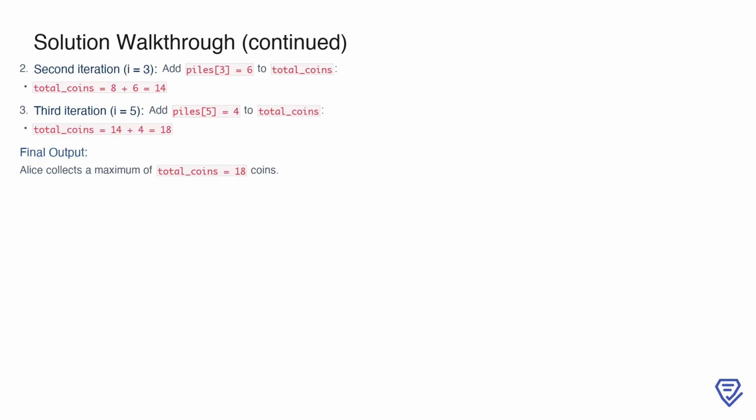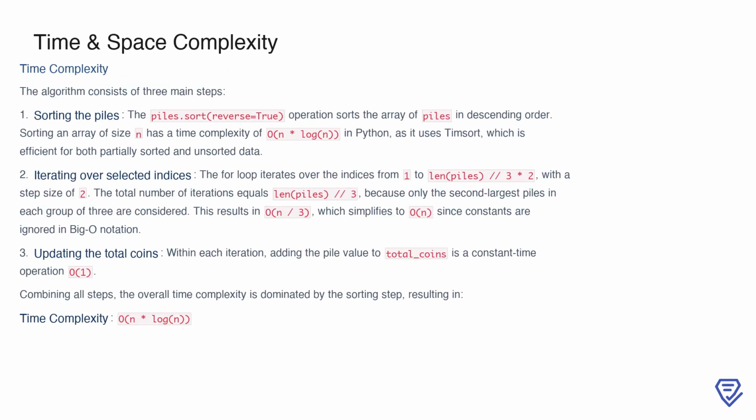This concludes the example, and we see how sorting the piles and strategically picking coins from specific indices ensures Alice collects the maximum possible total. To understand the time complexity of this algorithm, we break it down into 3 key steps. First, the algorithm sorts the array of piles in descending order using Python's timsort algorithm. This sorting operation has a time complexity of O(n log n), where n is the size of the input array.